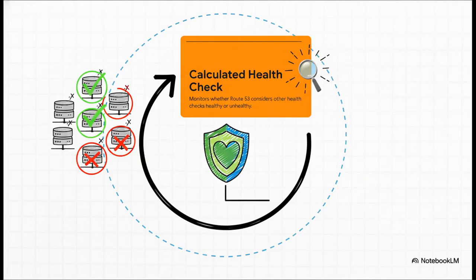Next, we've got the calculated health check. And this is where things get really smart, especially when you have a whole fleet of servers. See, instead of failing over your entire application just because one server hiccuped, you can create a health check of health checks. You could set a rule like, look, only declare the whole fleet unhealthy if, say, at least 40% of my servers are failing their own checks. This gives you this awesome layer of resilience and stops you from freaking out over false alarms.